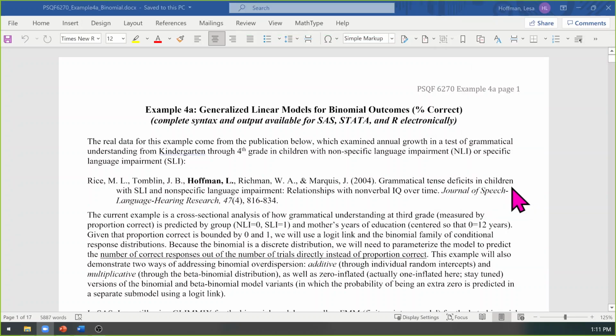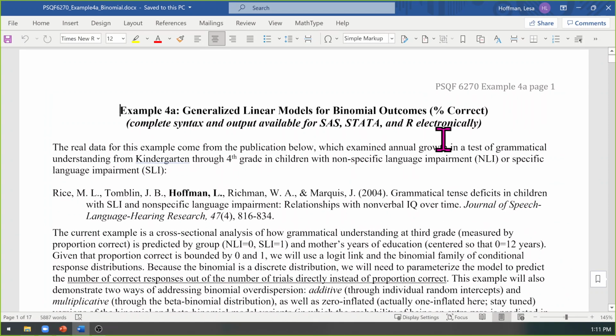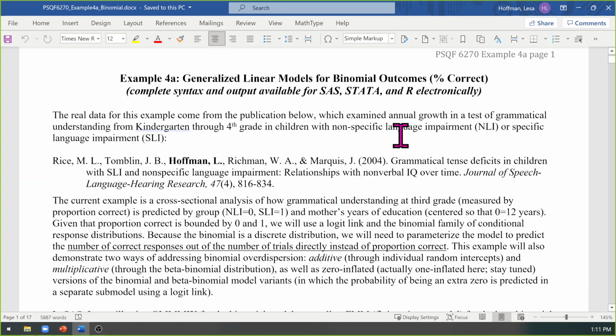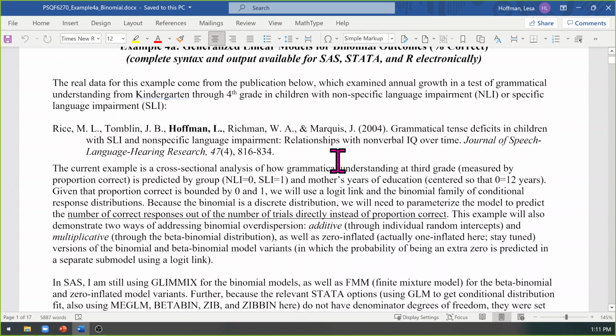Let me hide this. So I'm pulling up example 4a. This is another one where the data are not included because it's real data. And it's real data that I helped publish. So this is one of the very first papers that I ever had my name on.